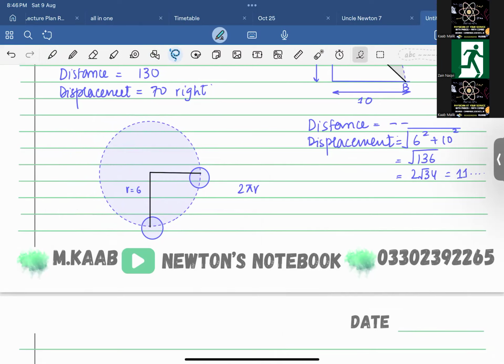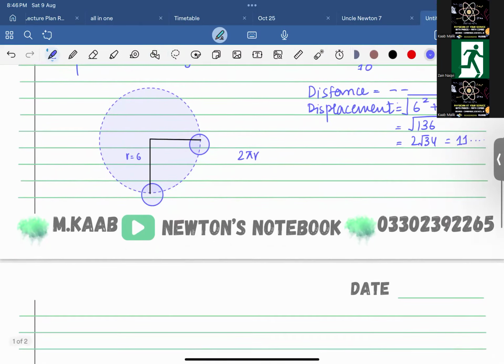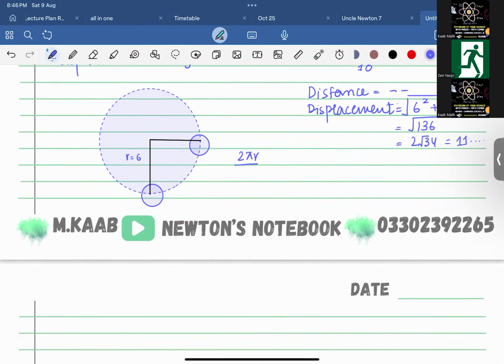Since it is a quarter of the circle, you can just divide the circumference by 4. So it will be pi r, you put 6 and divide by 2, so 2 ones are 2, 2 threes are 3 pi. So the distance is going to be 3 pi, this distance.